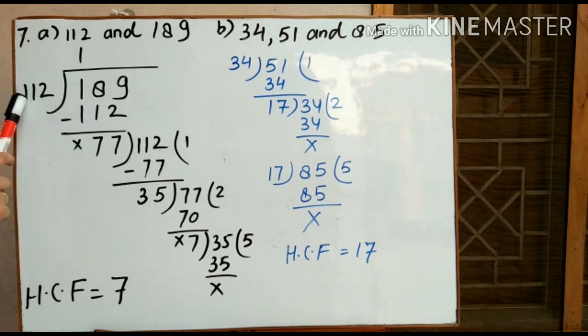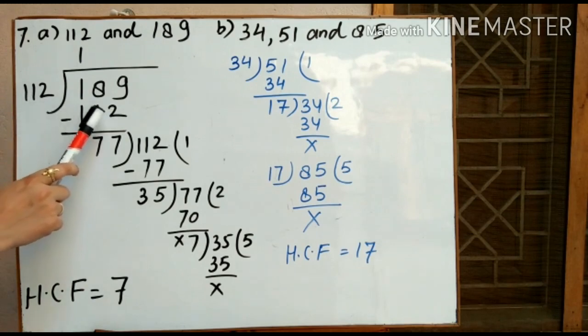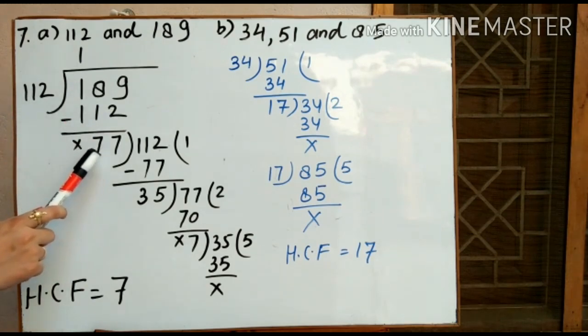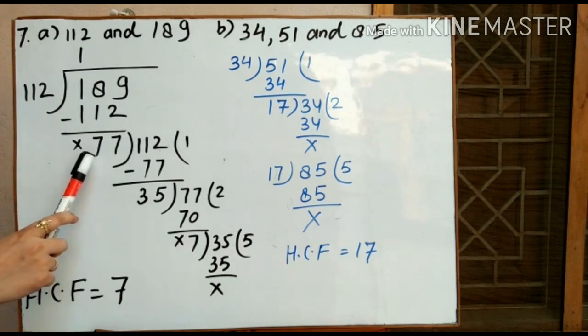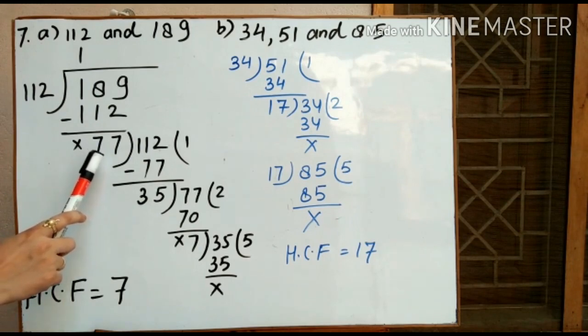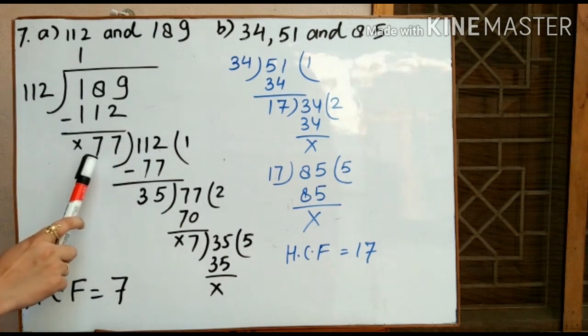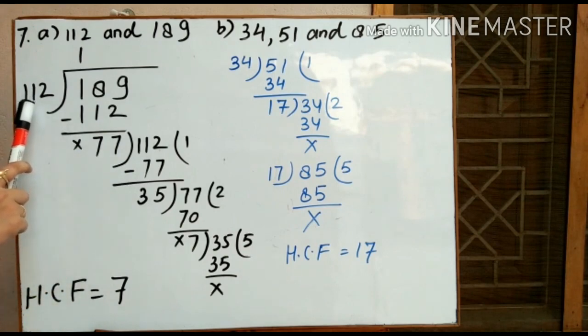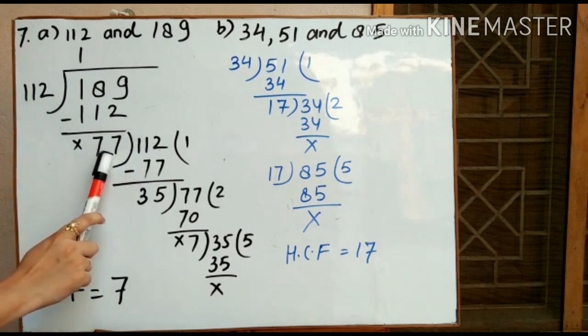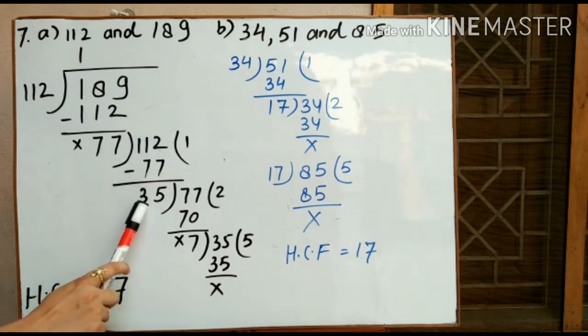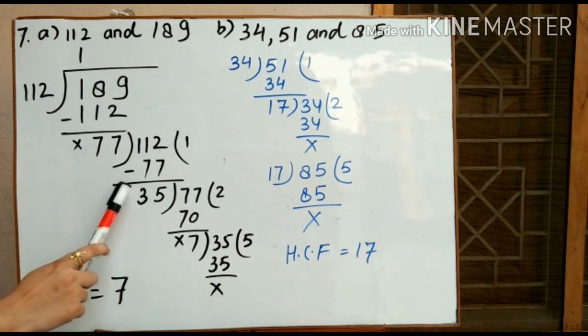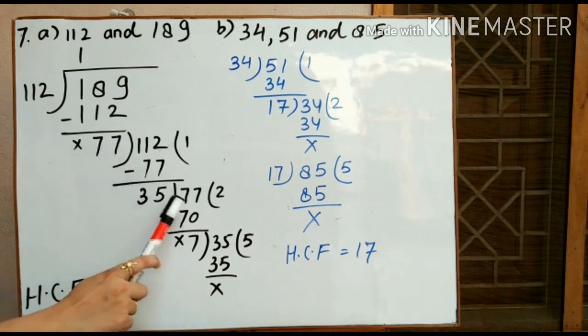Let's divide. 112 1 ja 112. After subtraction, we will get 77 as a remainder. Now this time, the remainder will become the divisor and the first divisor will become the dividend. I repeat. In this method, the remainder will become the divisor and the first divisor will become the dividend. 77 1 ja 77. After subtraction, we will get 35. Again 35 will become the divisor and this divisor will become the dividend.